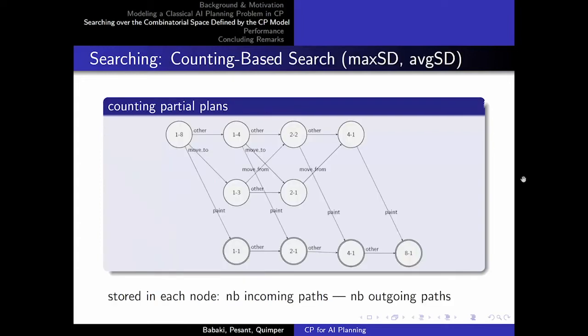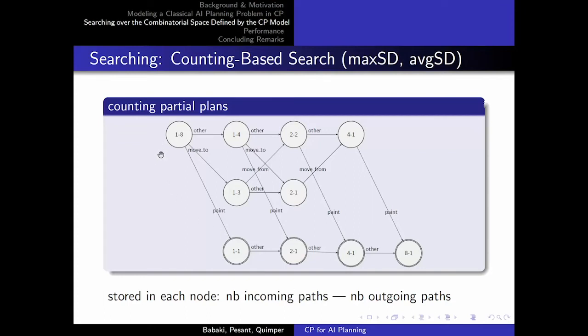So what are those combinatorial search heuristics that really make a difference here? They're based on counting solutions. So here again is the layered graph that we maintain for each regular constraint. And we can also store some information about the number of incoming paths and number of outgoing paths in each node. That's what you're seeing here.